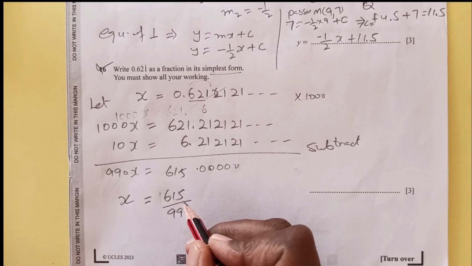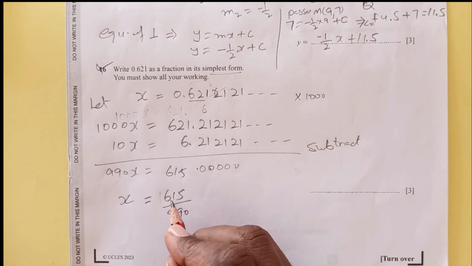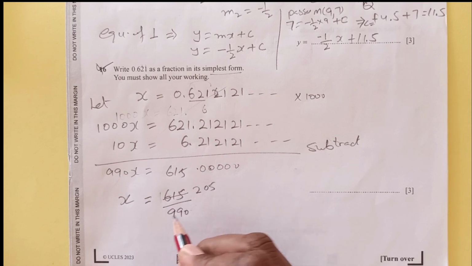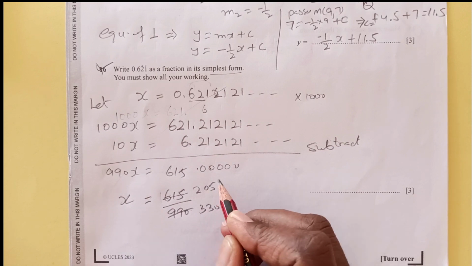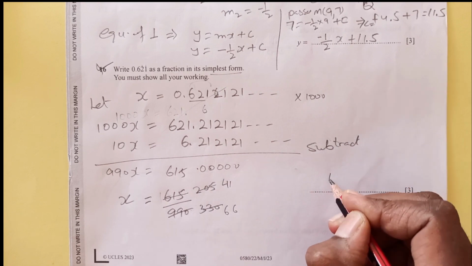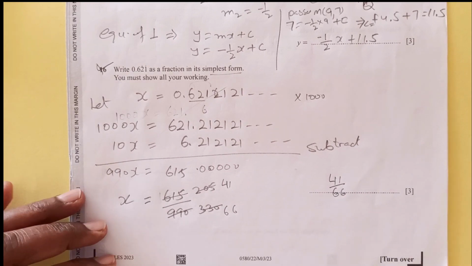After writing it in simplest form, we can simplify by dividing by 30, then by 5. So 41/66 is going to be the final answer, right?